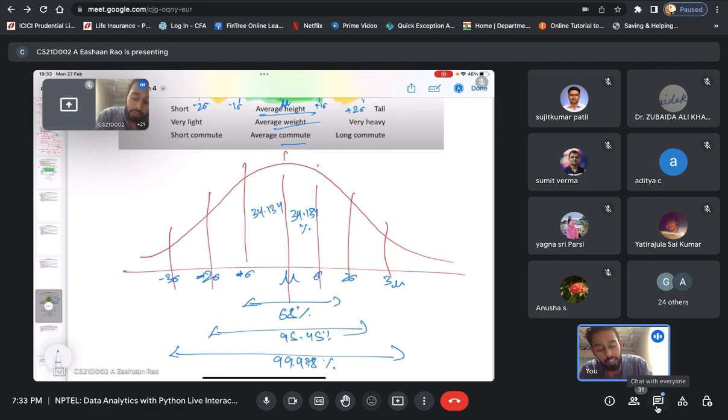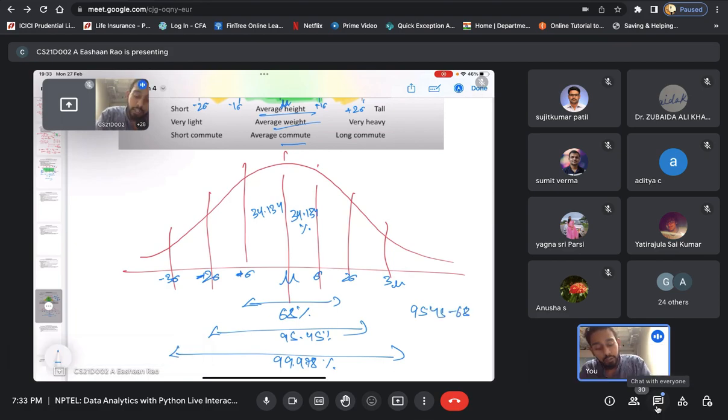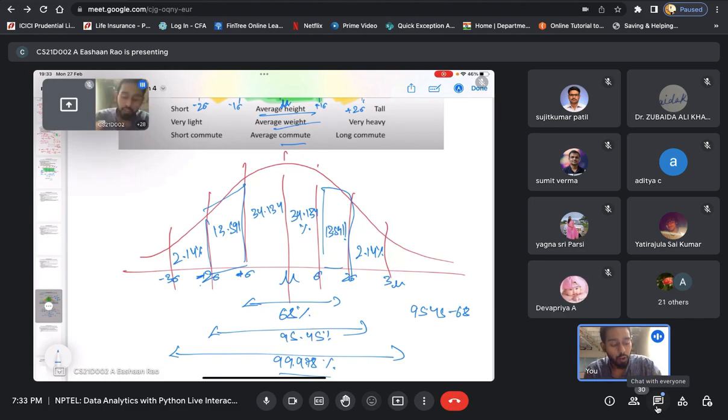Now from 95.45, if I subtract 68%, whatever the value will be, and I add it here, this area accounts for 13.951% of the population. If you add all this area from minus 2 sigma to plus 2 sigma, you will get 95% of the population. Similarly, this is 2.14 percent value, and this is 2.14 percent value. If you add all this percentage of value, you will get 99.9 something percent of the population. So this is a normal distribution.